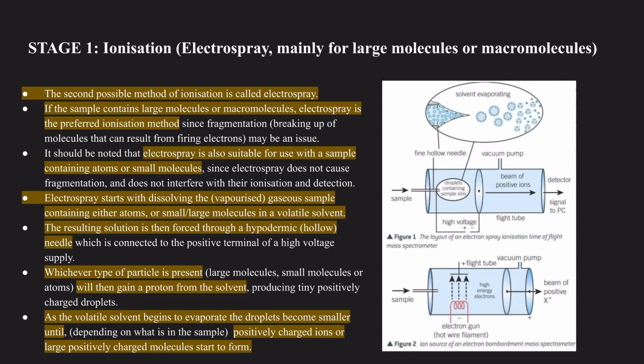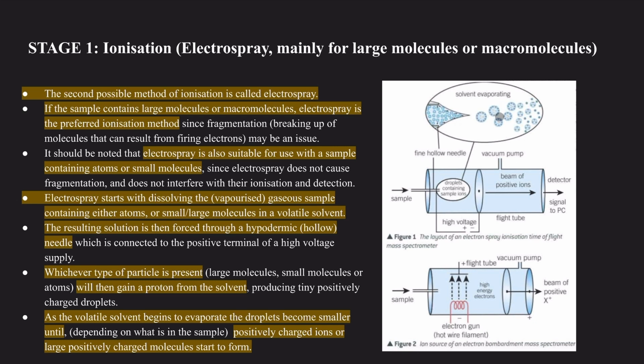And whichever type of particle is present will then gain a proton from the solvent, which ultimately comes from the positive terminal of the high voltage supply. And then this produces tiny positively charged droplets. And as the solvent begins to evaporate, the droplets become smaller until positively charged ions or positively charged molecules start to form. Figure 1 here shows the apparatus for electrospray.